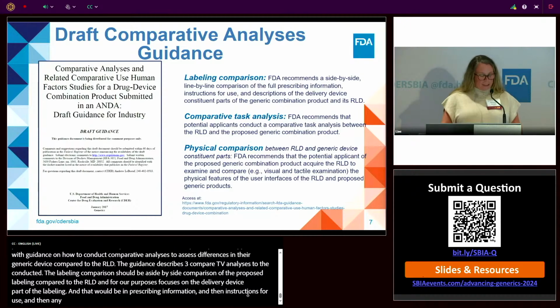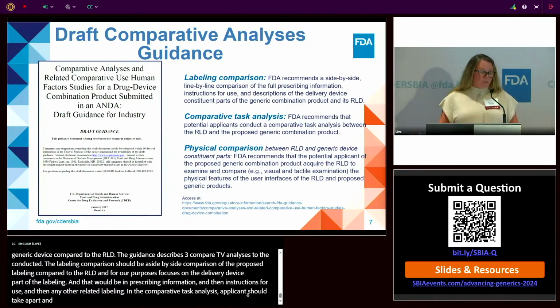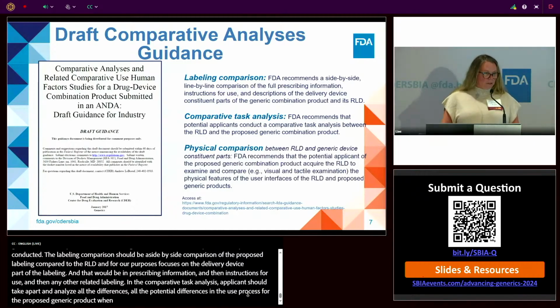In the comparative task analysis, the applicant should take apart and analyze all the potential differences in the use process for the proposed generic product when it's compared to the RLD. And then the physical comparison should evaluate the physical design differences of the proposed product to the RLD, and it should include both a visual and tactile examination.